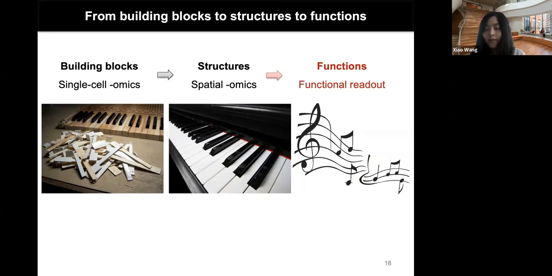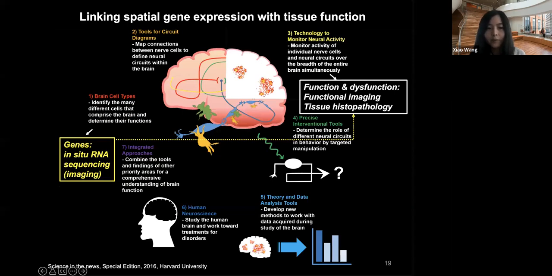But more importantly, on the next stage is how we can assign functional readout to those molecular readouts so that we can achieve a more accurate definition of cell types. We can also do this in order to achieve a better understanding of how the genes are contributing to tissue function. So again, putting this general question in the context of neuroscience, if we try to link these molecular cell types with functional readout, there are a few dimensions to think about.